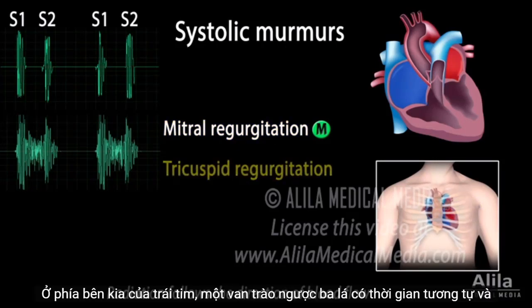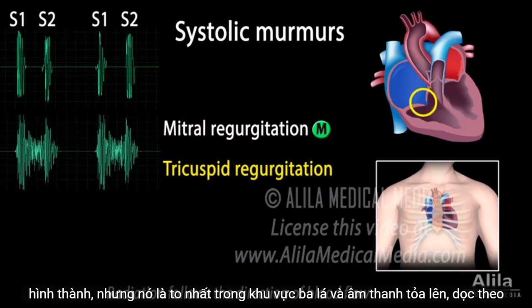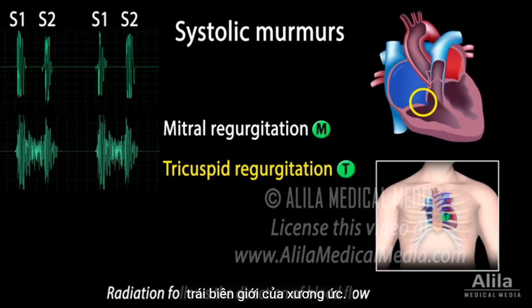On the other side of the heart, a tricuspid valve regurgitation has similar timing and shape, but is loudest in the tricuspid area, and the sound radiates up along the left sternal border.